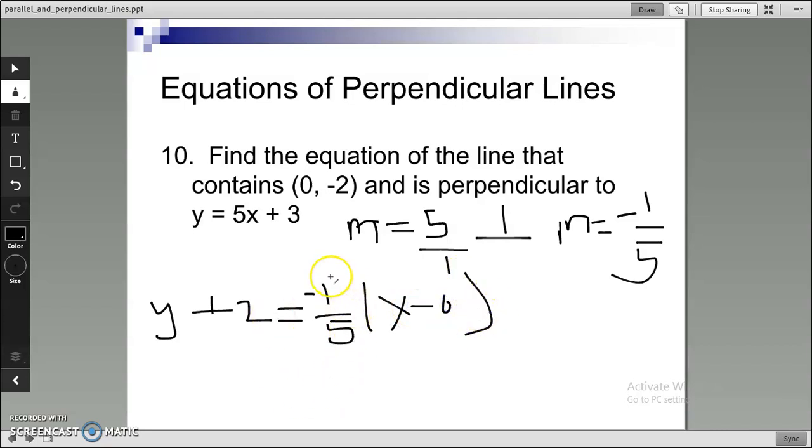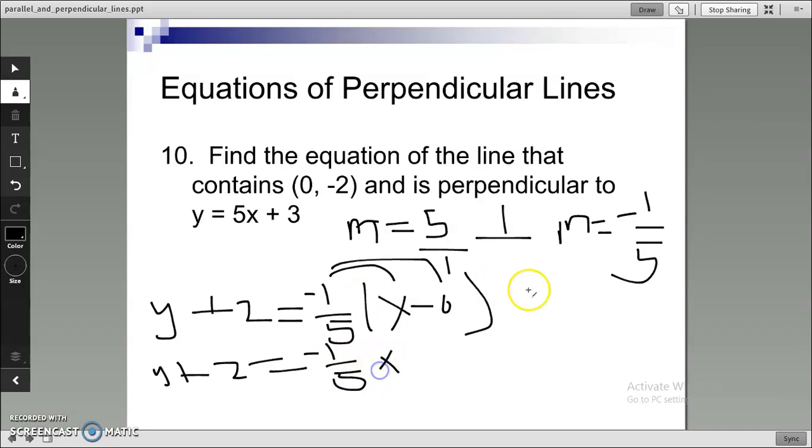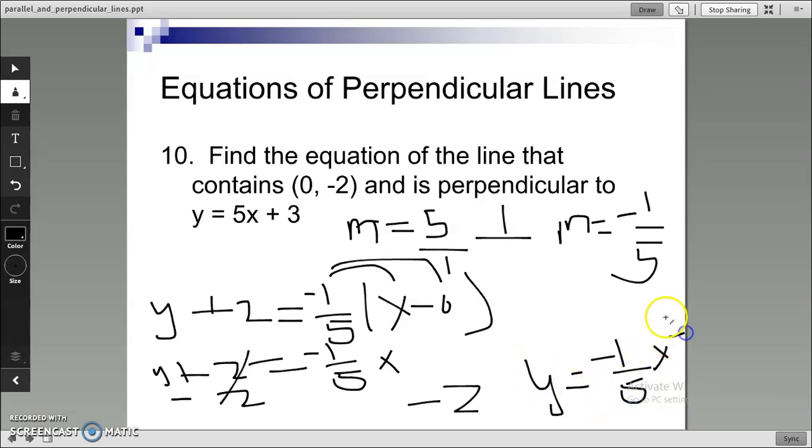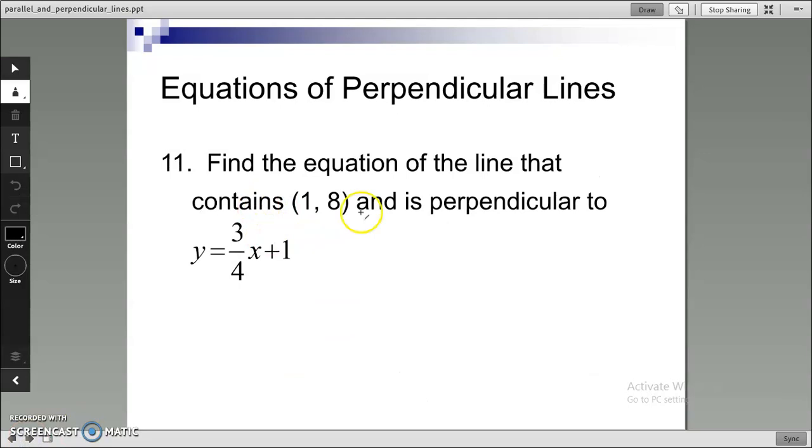This is an easy one to do, so I'll definitely do it. We'll go ahead and distribute. So I get y plus 2 equals -1/5 x. I don't need the 0, it goes away. And I'm going to subtract 2 from both sides. See, I paid attention this time, and I get y equals -1/5 x minus 2.